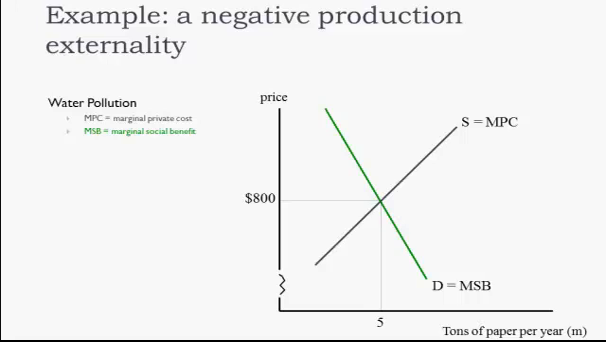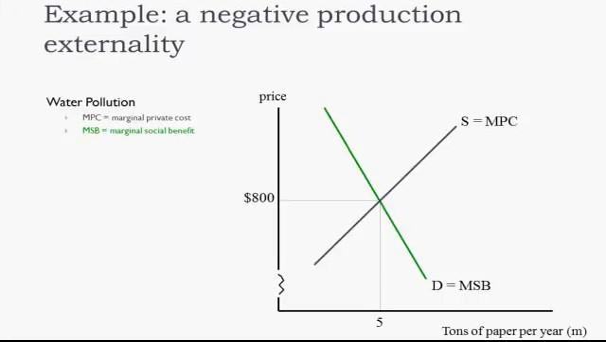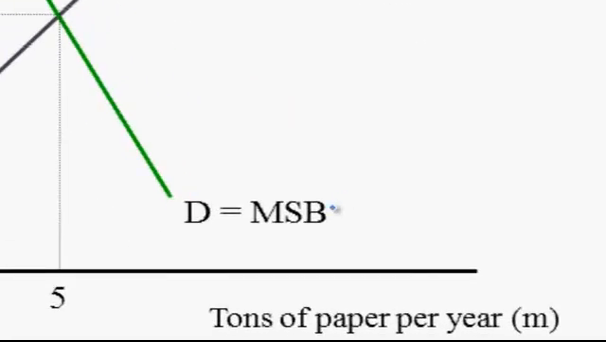So we're looking here at a graph. We've got tons of paper on the x-axis in millions of tons. We have the price of paper along the y-axis, the supply function, the demand function. We can see that the demand function is labeled the marginal social benefit function, an indication here that we have both the private benefits and the external benefits added together, meaning that there's no market failure on the consumption side of the market.